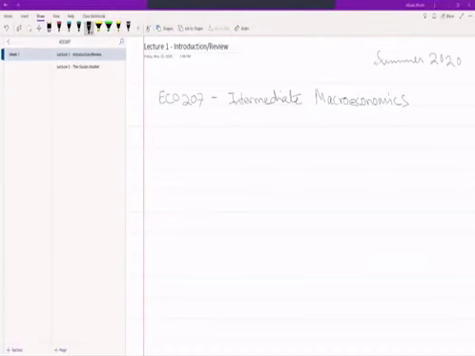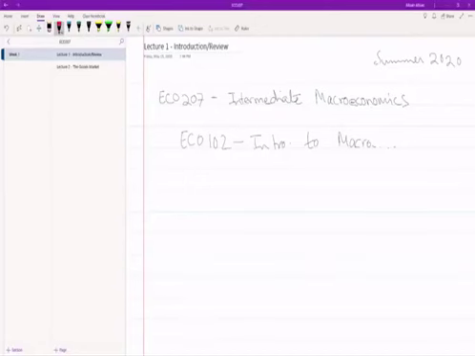Right, so welcome everyone. This course, as you know, is called ECO 207, Intermediate Macroeconomics. If you are properly registered for this course, you will know that the prerequisite is ECO 102, which, if you remember, was Introduction to Macroeconomics. So this is obviously not the first time you are doing macroeconomics, and you have some idea about what macroeconomics really is.